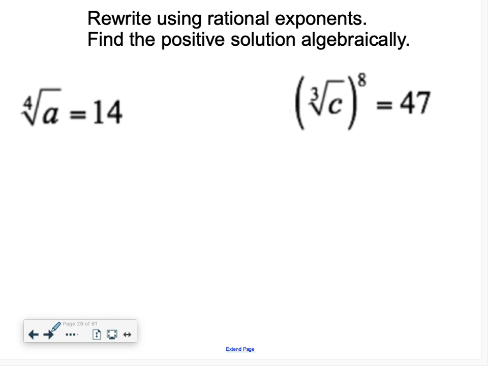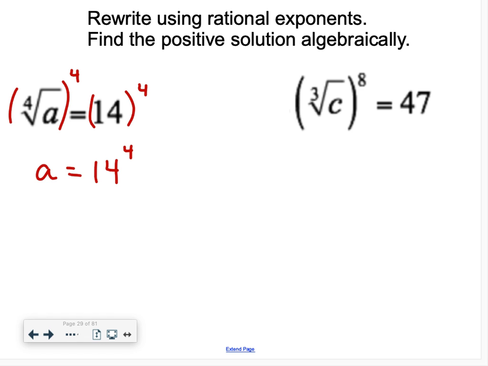Okay, then you'll be asked to rewrite using rational exponents, and then we'll find just the positive solutions, and we won't worry about the negative ones quite yet. So if you have the 4th root of a equals 14, 2 things you might notice. Well, if it's the 4th root, to undo that, I can raise it to a 4th power, because you've dealt with square roots, and you are absolutely right that I could do this and then do the same thing on the other side to undo that. Totally fine. So that means that a is 14 to the 4th power, which is a very large number.